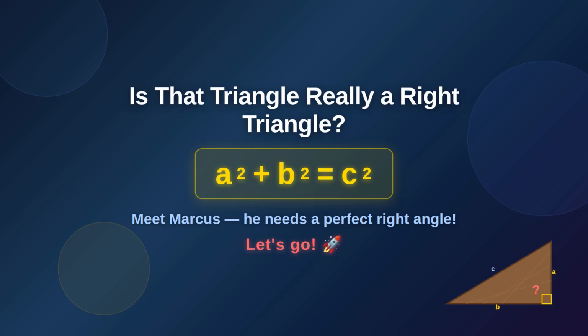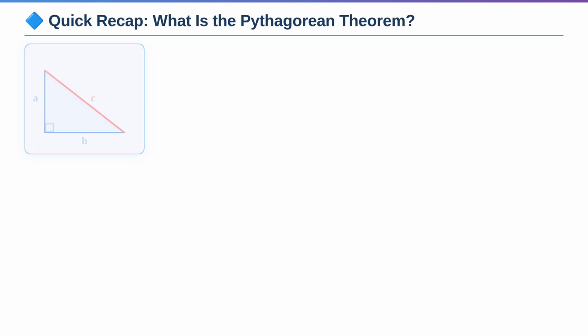Marcus stares at those 3 side lengths and wonders, how does a simple equation tell you if an angle is exactly 90 degrees? That's exactly what we're going to figure out today. Let's go. Before Marcus can test his triangle, let's make sure we know our tool.